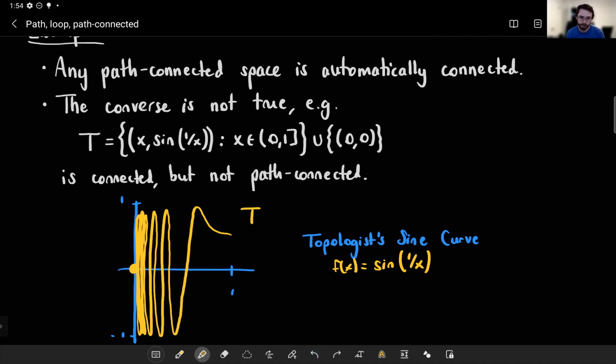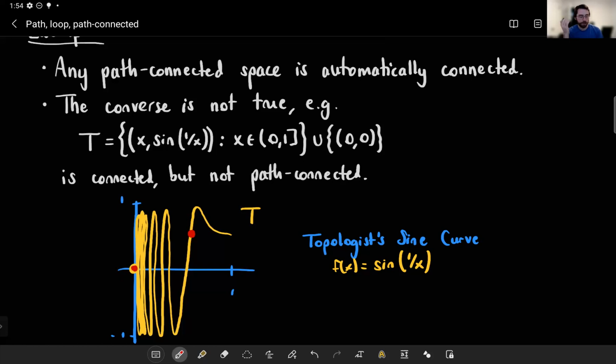And of course, as x gets really close to 0, 1 over x goes to infinity, and the sine wave oscillates back and forth infinitely many times. Gets real, real ugly to look at. So this space ends up being connected in that I can't split it apart in any reasonable way, but it's not path connected.